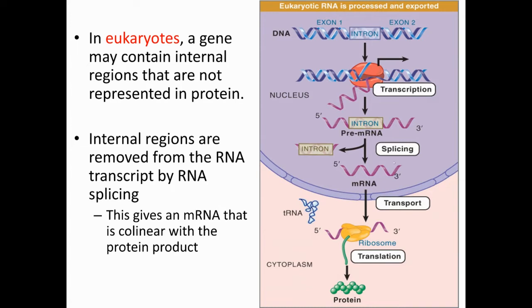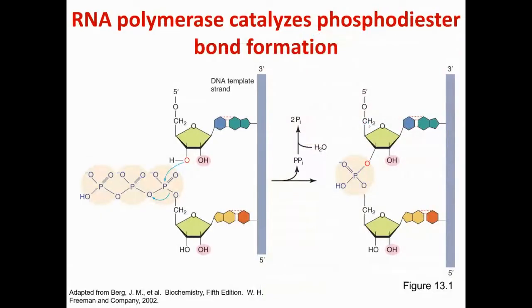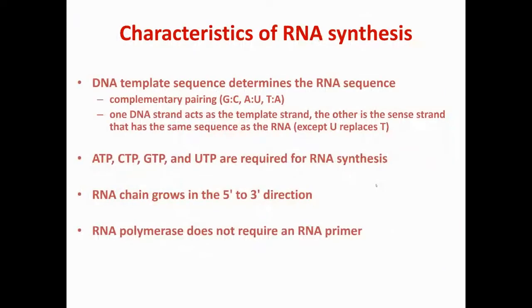So these eukaryotic messenger RNAs, after they've been processed, will be transported to the ribosome, and then they can be translated into protein. Okay, so that's the eukaryotic process. The RNA polymerase also catalyzes the phosphodiester bond formation, all right? Again, they remove the pyrophosphate and connect this oxygen to the next phosphate group. The same process as DNA replication, okay?